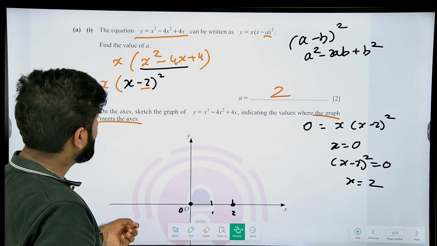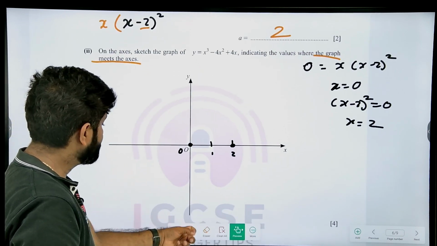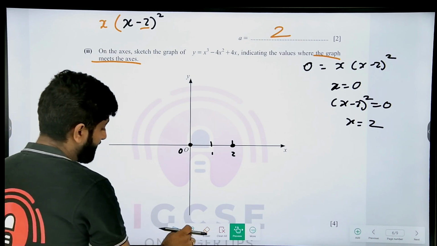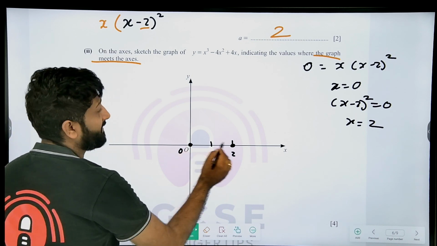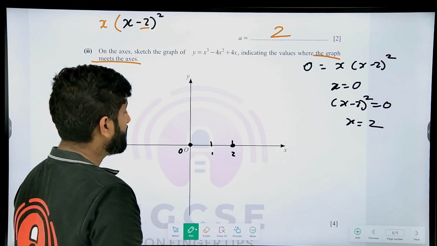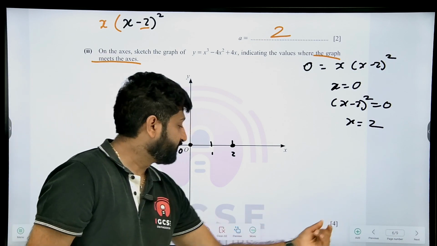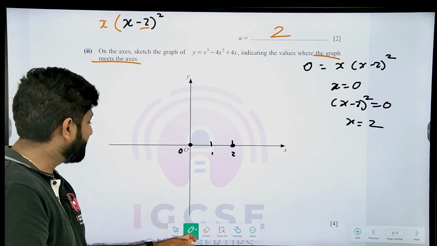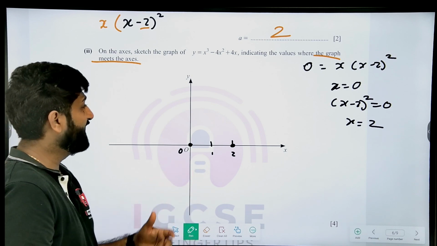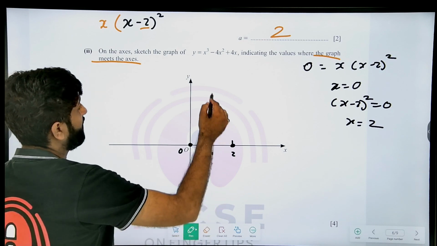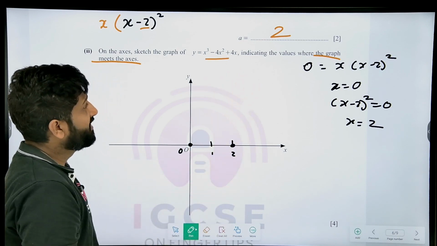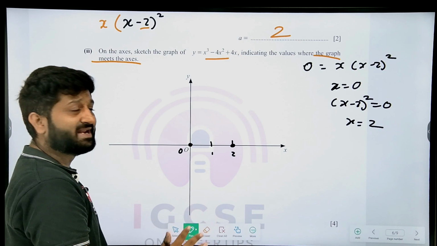Now guys, the question is the shape of the graph. I know these two are my x-intercepts. Now how will the shape of the graph look like? So this is a 4-marker question. So what I'll do, I'll try to find the turning points. Now what are the turning points? Again, turning points are the points where your dy by dx is 0.